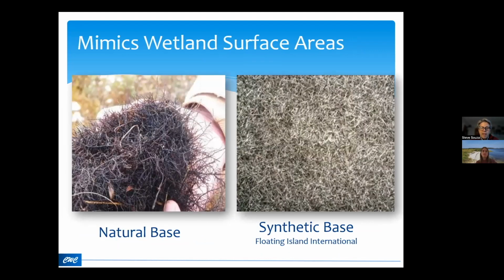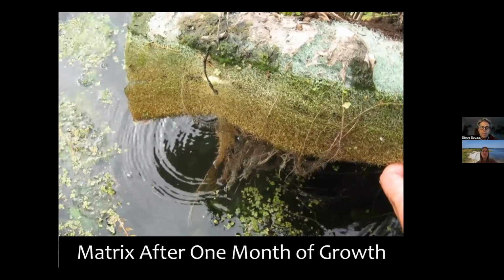The bottom of the mat really is designed to mimic a natural wetland surface. And so you can see a natural base on the left-hand side versus a synthetic base on the right-hand side. And all of that additional surface area is important, because that's where all those microbes start to grow. And it's through those microbes, along with the plant roots, that you end up with that nutrient extraction.